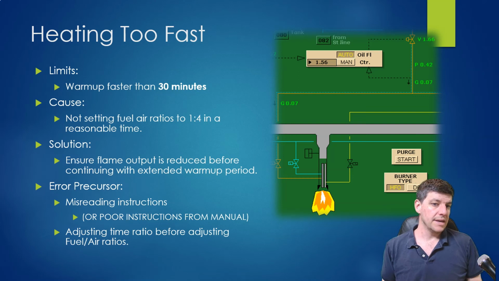As well, if you're adjusting the time ratio, you do that before you've set the air-fuel ratios, so that a lot of time has ticked by while you're adjusting the air-fuel ratios. So you want to make sure that you've set to 1 and 4 before speeding up time.